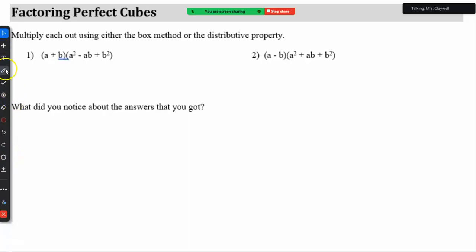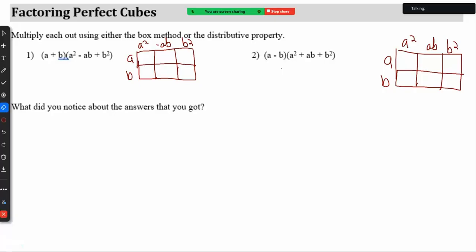So if you were to take the time to box this, have an A and a B, sorry, I'm going to write that a little neater. Okay, so I boxed both of these. I want you guys to fill in the boxes.